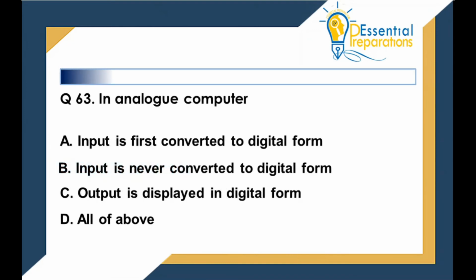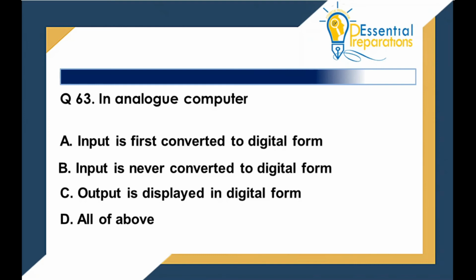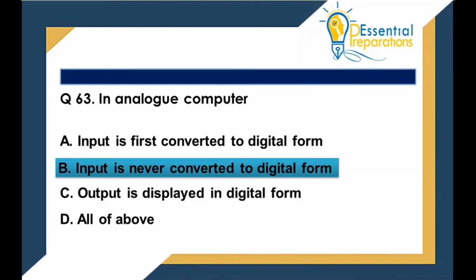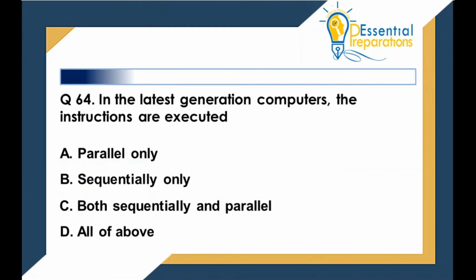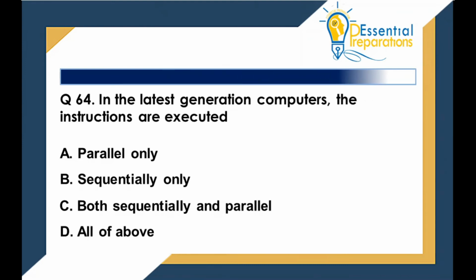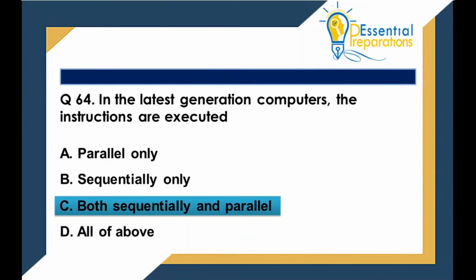In analog computer, B. Input is never converted to digital form. In the latest generation computers, the instructions are executed C. Both sequentially and parallel.